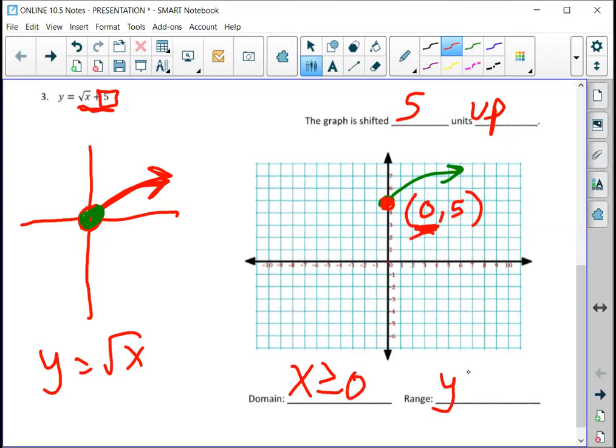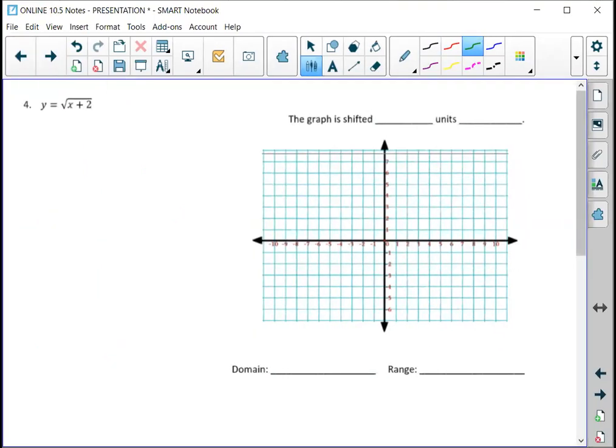Then we're always going to have y is greater than or equal to, and then we're going to use that y coordinate, which is 5. And that's literally all you have to do there. So again, if I give you a graph for the purpose of this class, it's always going to be x is greater than or equal to the x coordinate, and then y is greater than or equal to the y coordinate for the range. That's all we have to do. So if the number is on the outside of the radical, we're going to move it up or down that amount. If it was minus, we would move it down. So now for the next problem here, we're going to do the same type of thing, except now we have a number under the radical.